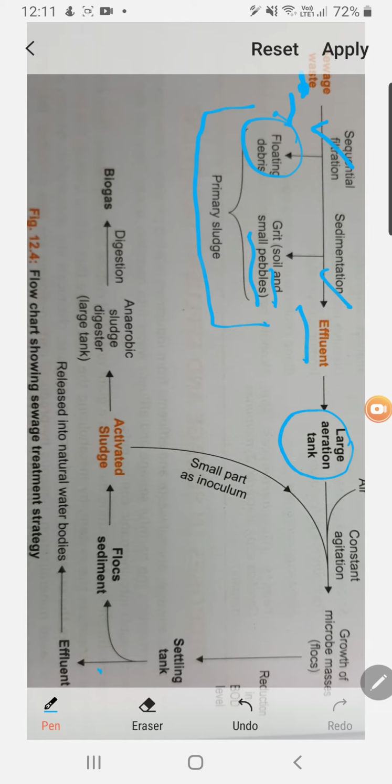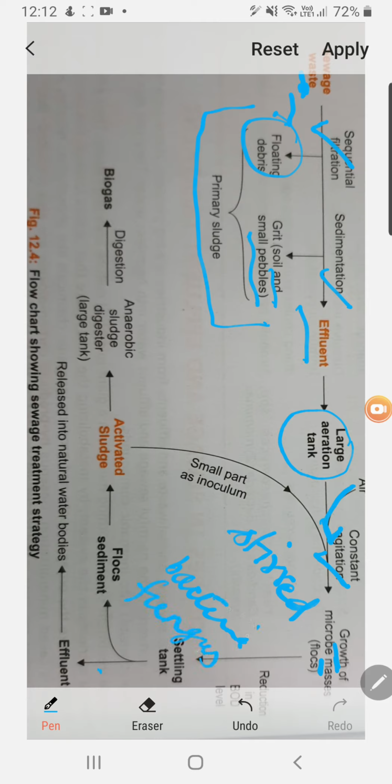Now, what is the speciality of this aeration tank? The water in this tank is continuously agitated or stirred. You may also write the term stirred, right? So, agitated or stirred. This agitation or stirring allows air to enter the effluent, and this air promotes the growth of microbial masses. This microbe can be a bacteria or it may be a fungus, right?